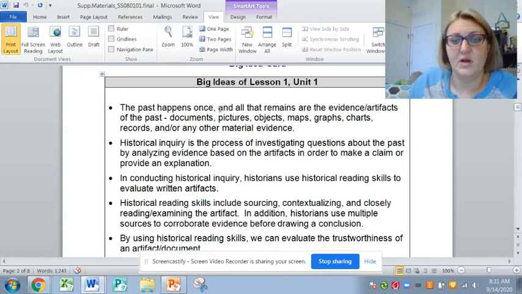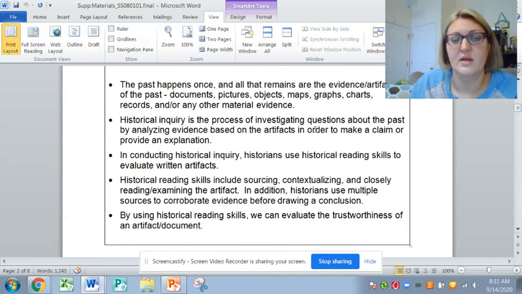The past happens once, and all that remains are the evidence, artifacts of the past: documents, pictures, objects, maps, graphs, charts, records, and any other material evidence. Historical inquiry is the process of investigating questions about the past by analyzing evidence based on the artifacts in order to make a claim or provide an explanation.